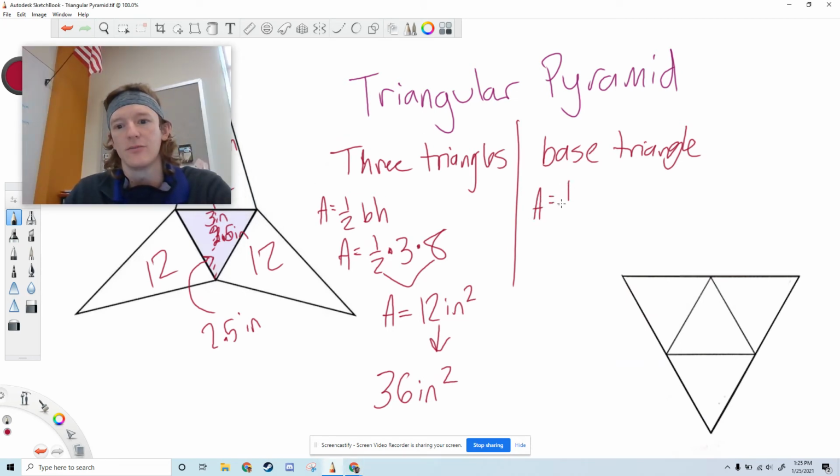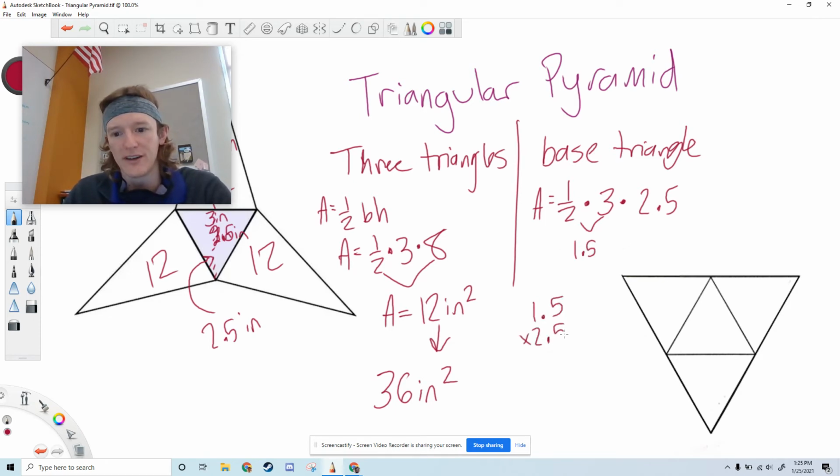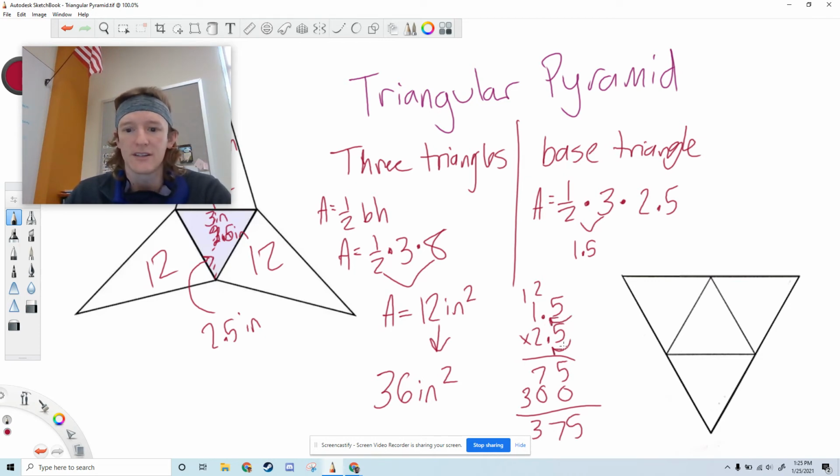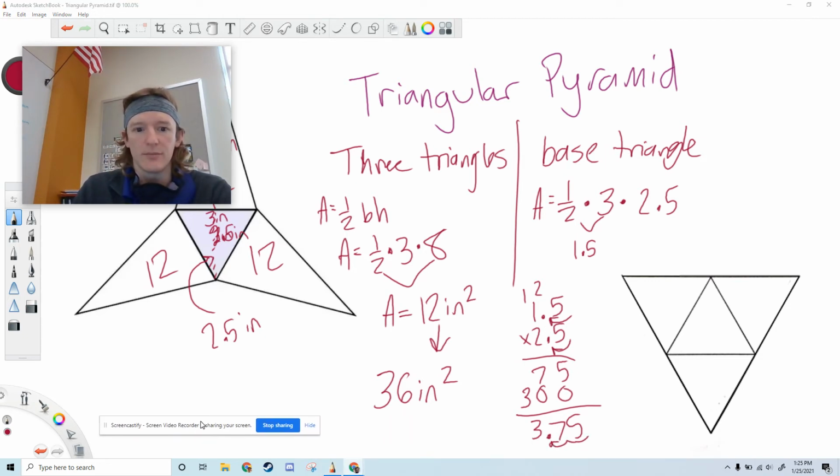I've got area equals 1/2 times 3 times 2.5. Well, I know half of 3 is 1.5. So now I need to do 1.5 times 2.5. Probably would use a calculator, but I'll do it here instead. 5 times 5 is 25. 5 times 1 plus 2 is 7. Add that 0 because we're now in the tens place. 5 times 2 is 10. 2 plus 1 is 3. So we get 375. Remember, if we're multiplying decimals, we got to count how many times we move our decimal. It is 2 times. So 3.75.